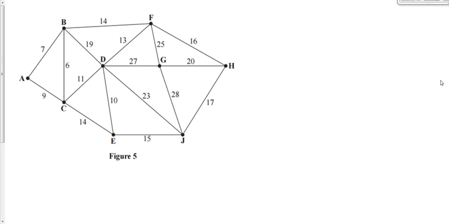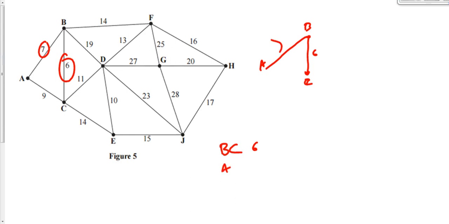Okay, so Kruskal's algorithm. What he says is that you start off by choosing the smallest of all the arcs. So the smallest arc here is 6. I'd always do a little diagram as well, just to help me out. So BC is 6, the first one that we're going to select. And then the next one after that is AB. AB is 7. That's A, B, C.